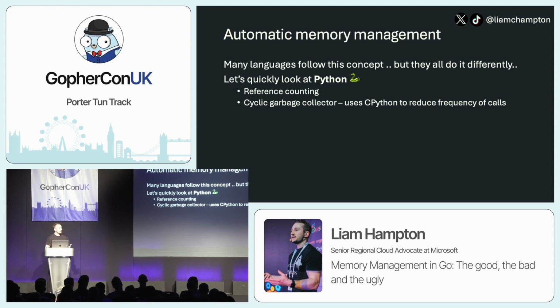So it uses reference counting. Every single time an object is referenced in Python, it increments a counter. And every time it unreferences it, it decrements the counter. And when it reaches 0, it's good to go. They free it up. And it uses a cyclic garbage collector. Now, that is just a fancy way of saying it reduces the number of times it has to run a garbage collection cycle, meaning it doesn't interrupt the code as much, which is fine.